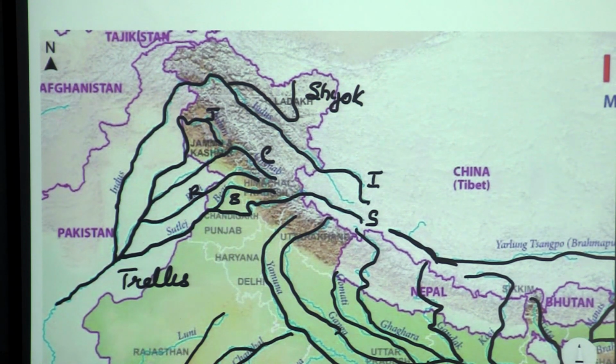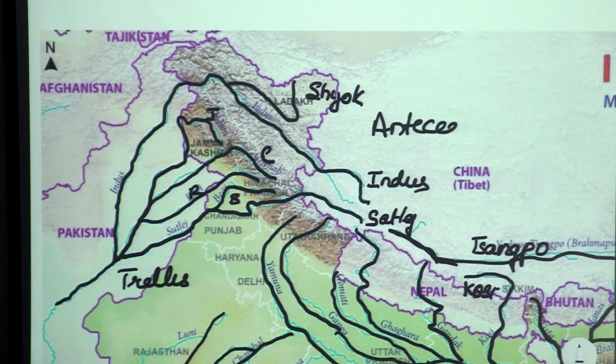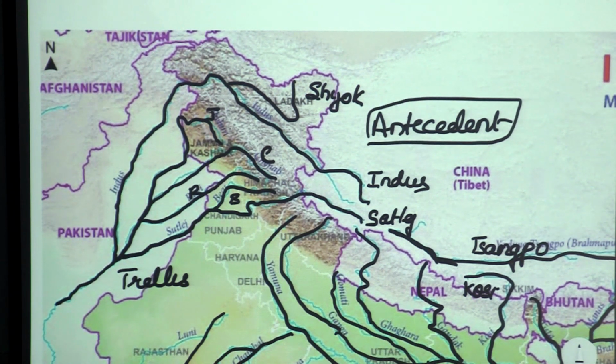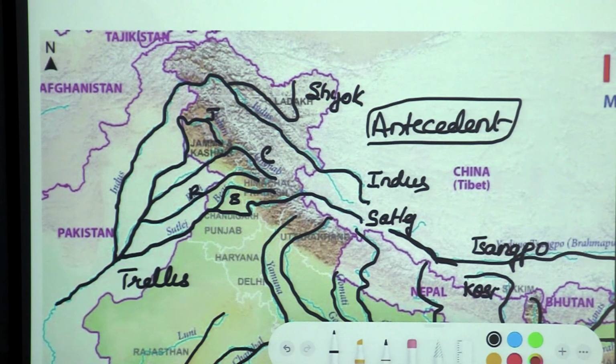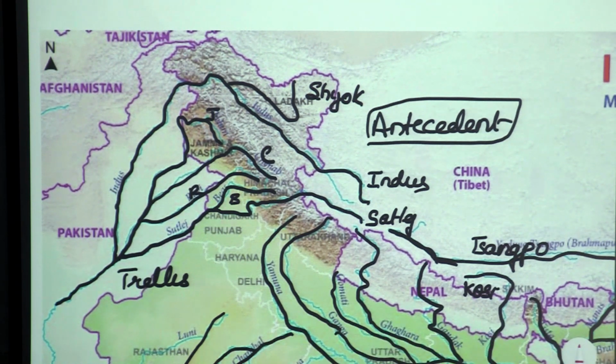And this is where you need to understand that river Indus, river Satluj, river Sangpo and river Kosi, this is river Kosi, have got antecedent genesis. NCERT mentions it because all these rivers are rising from Tibetan Plateau, much beyond Himalayas.